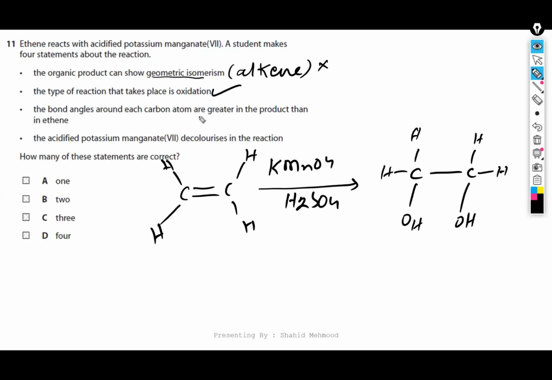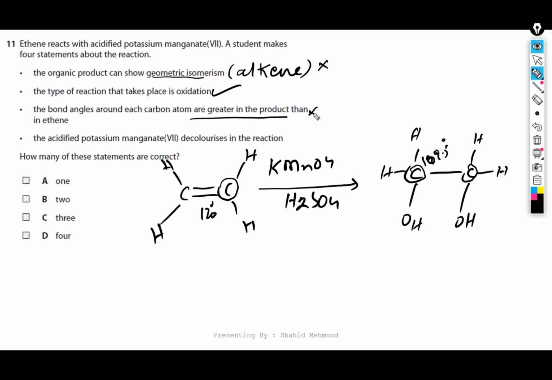The bond angles around each carbon atom are greater in the product than in ethene, which is planar at 120, while each carbon is bonded to 4 other atoms. So this is tetrahedral, 109.5 degrees, which is smaller than that. So this statement is also wrong.